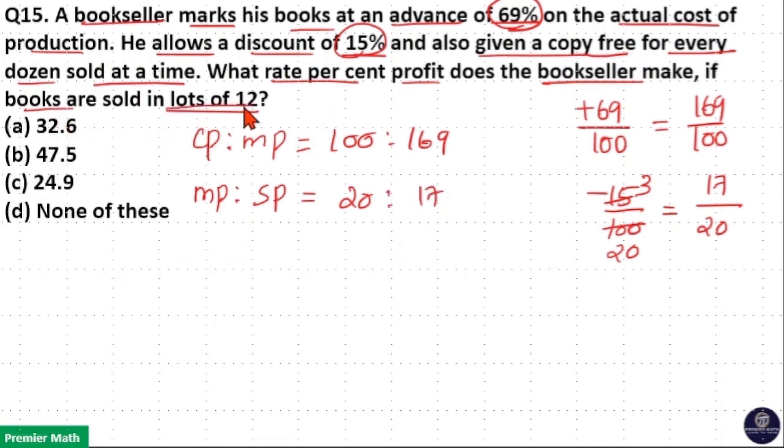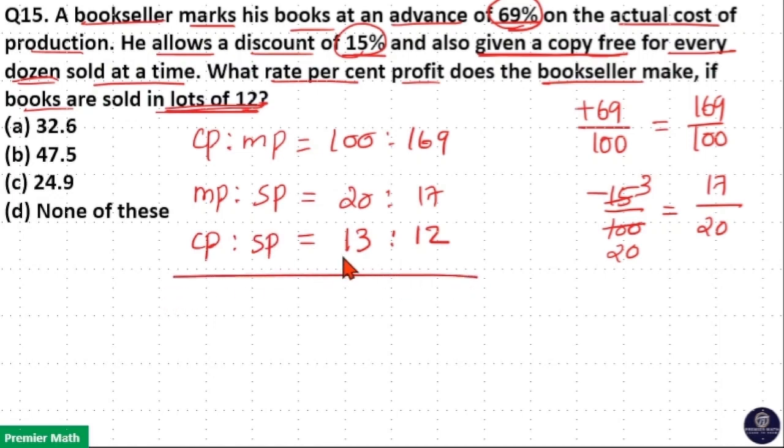Now, books are sold in lots of 12, meaning he sells 12 books at a time, that is a dozen at a time. But when he sells 12 books, he also gives a copy free for every dozen sold at a time. He gives 1 book extra. He only gets the price for 12 books, but he gives 13 books. So take the ratio of cost price and selling price. When he gives 13 books, he only gets the price of 12 books. That is the meaning of giving 1 book extra free for every dozen sold at a time. Now, cancel the ratio here.